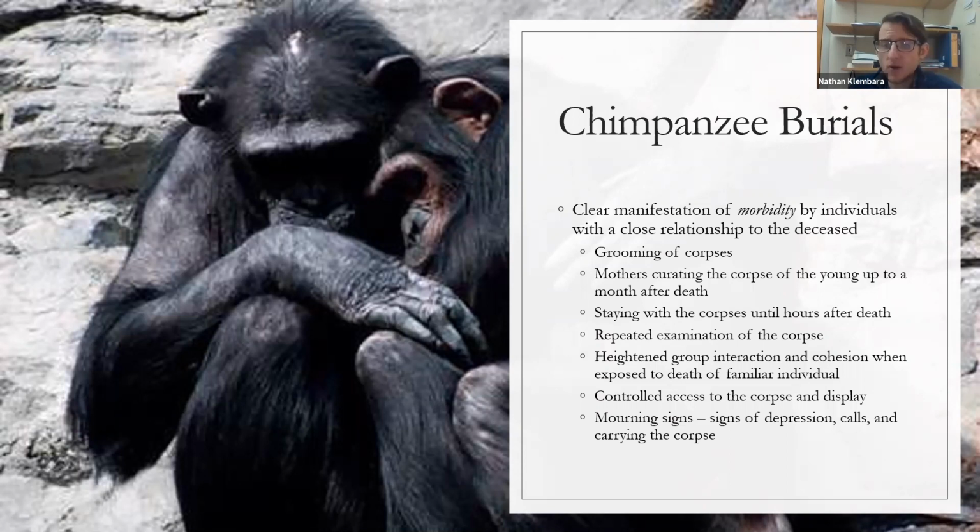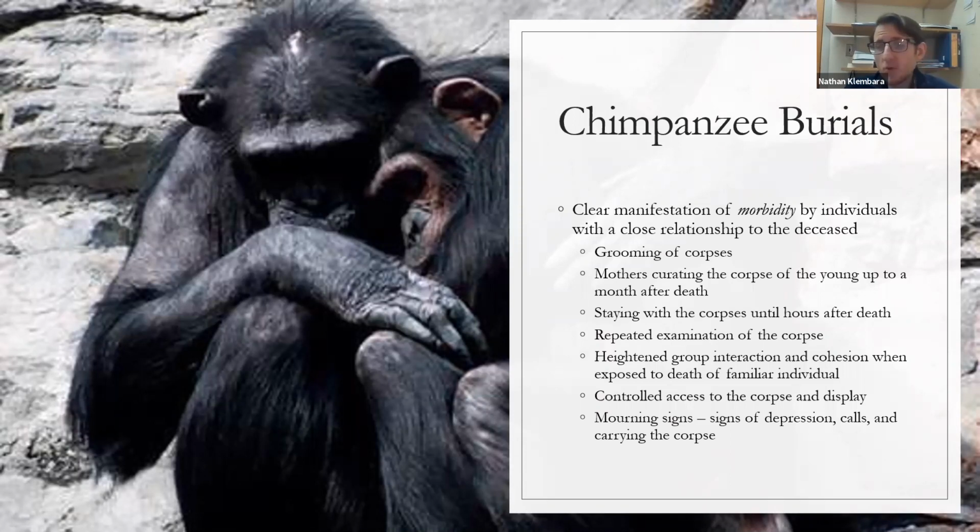We've also noticed as anthropologists that the group comes together, and there's heightened group interaction and cohesion when a death in the group occurs. Chimpanzees will control access to who can actually see the deceased individual. And there are very clear mourning signs. Chimpanzees will express signs of depression, calls, and particular sounds, and also carry around the corpse, showing the corpse. What this all proves to us is that chimpanzees recognize when a member of their group dies, and they mark it in some important way.